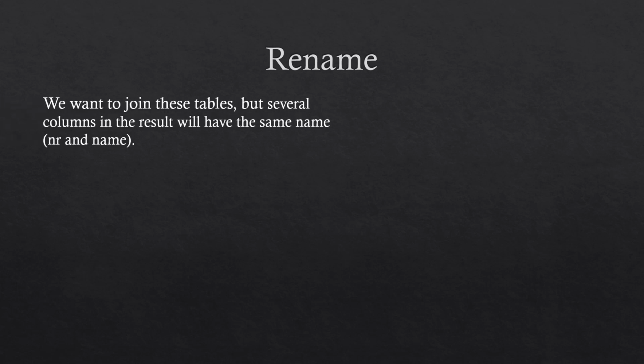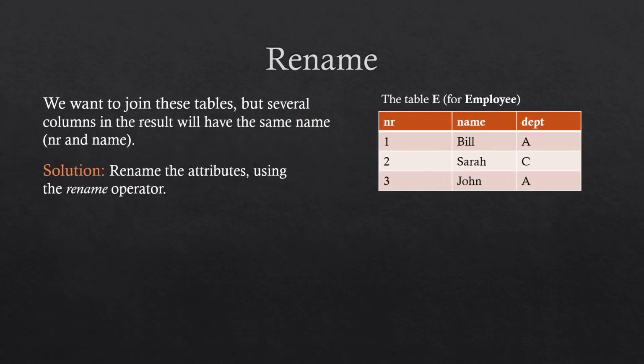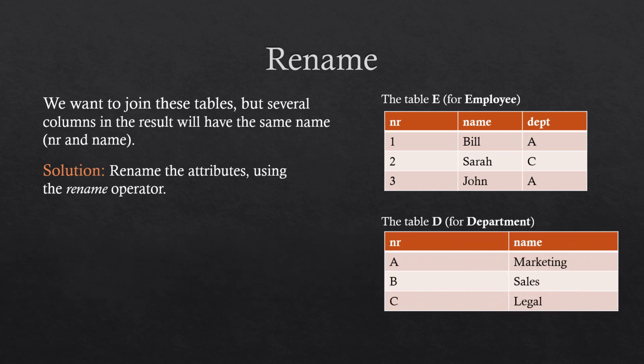So for example, we want to join these two tables. We have the employee table, which is E, and the second table is the department, which is D. We want to join these tables, but several columns in the result will have the same name, which are NR and name. As you can see, on our table E we have an NR column and we also have a name column. Same with table D. So the solution for this is to rename the attributes using the rename operator.